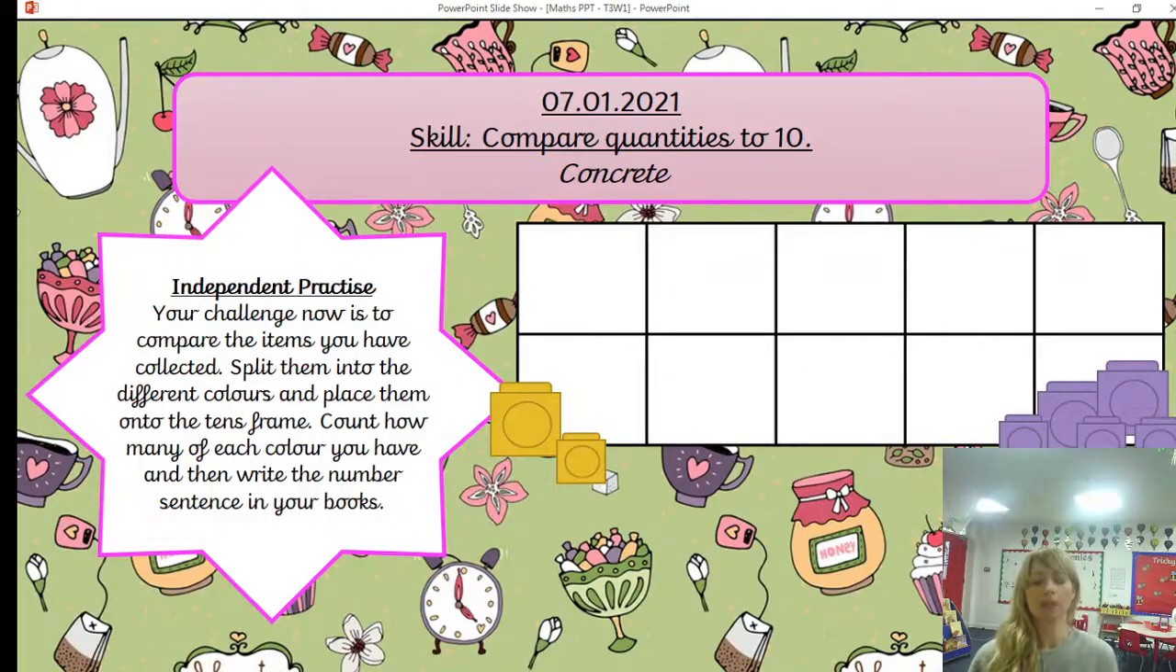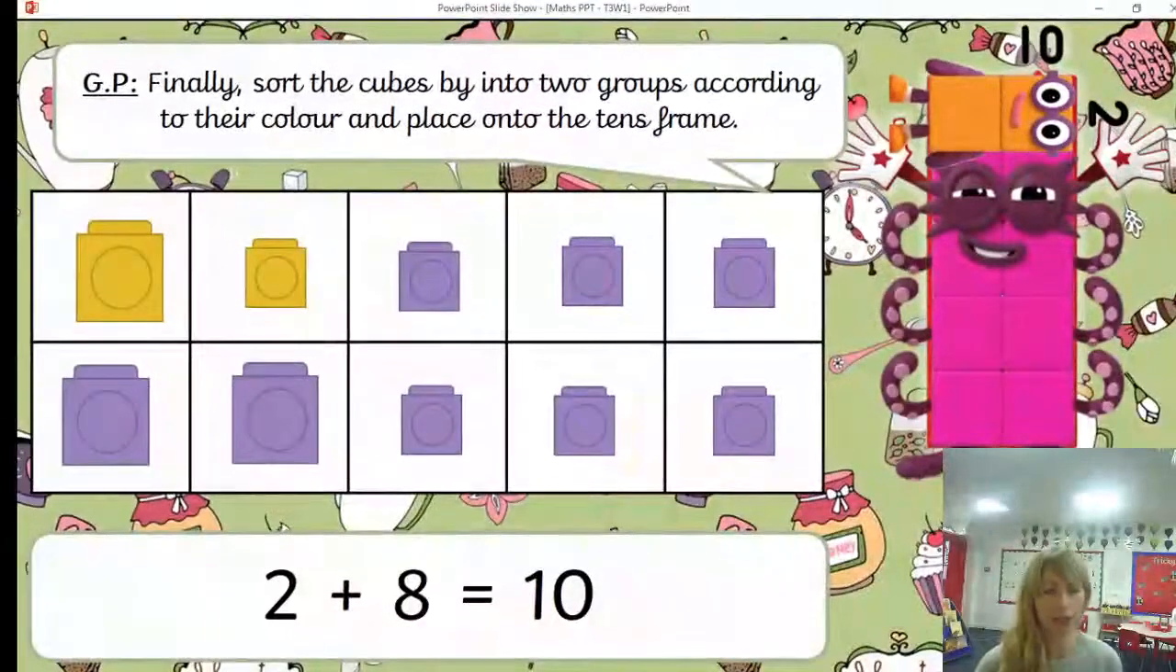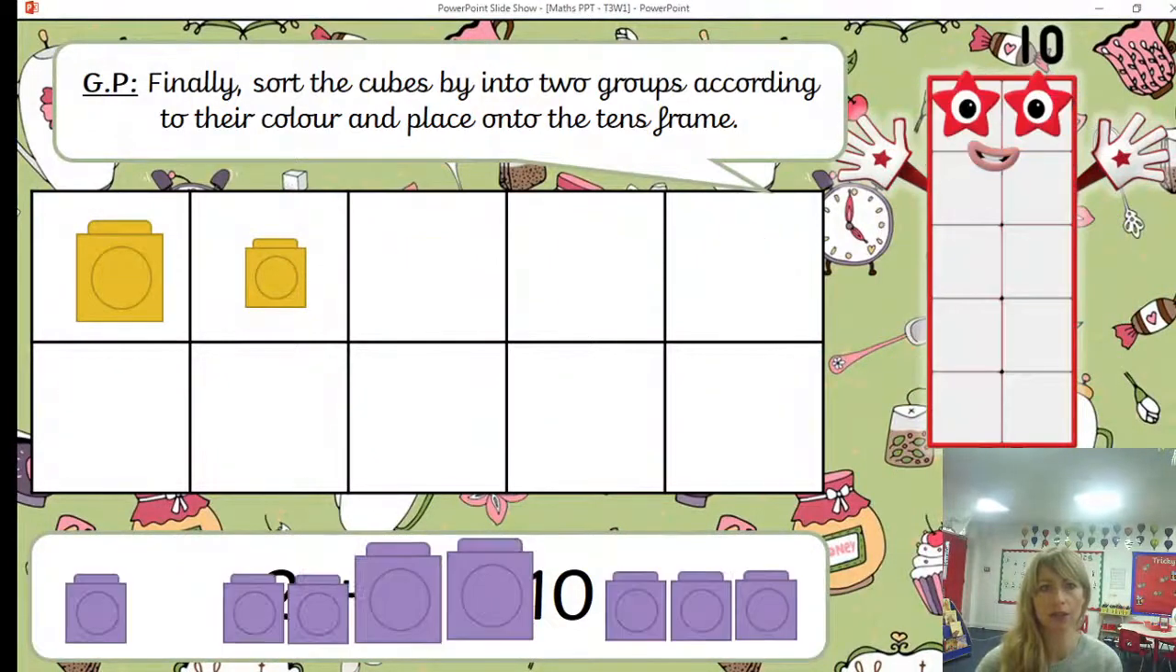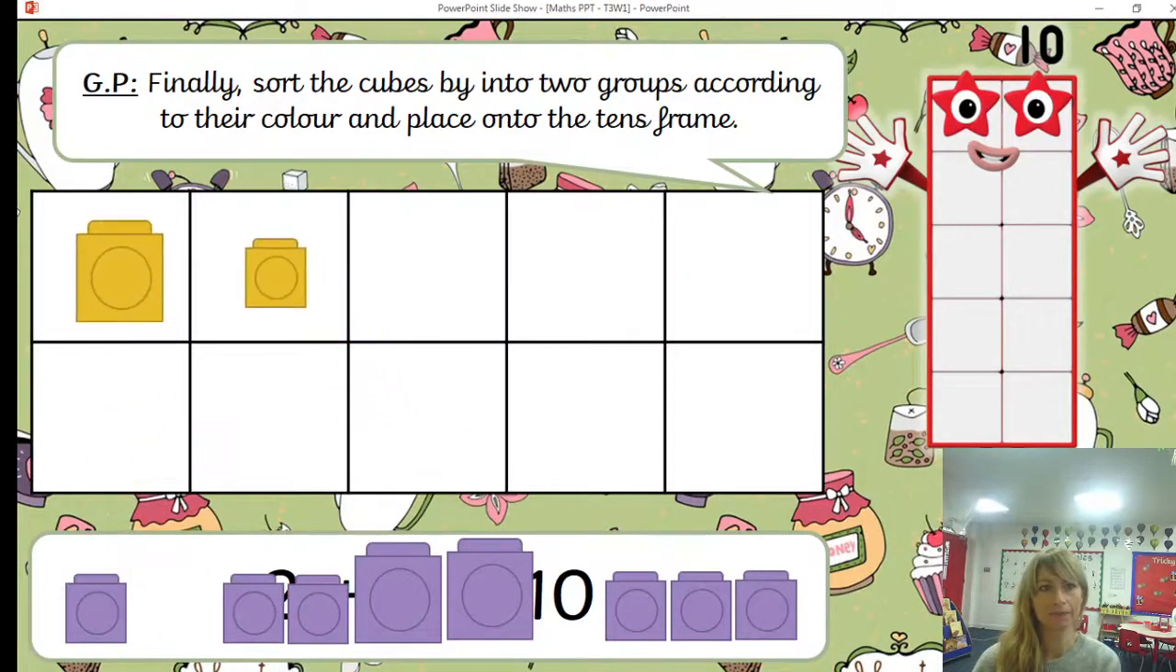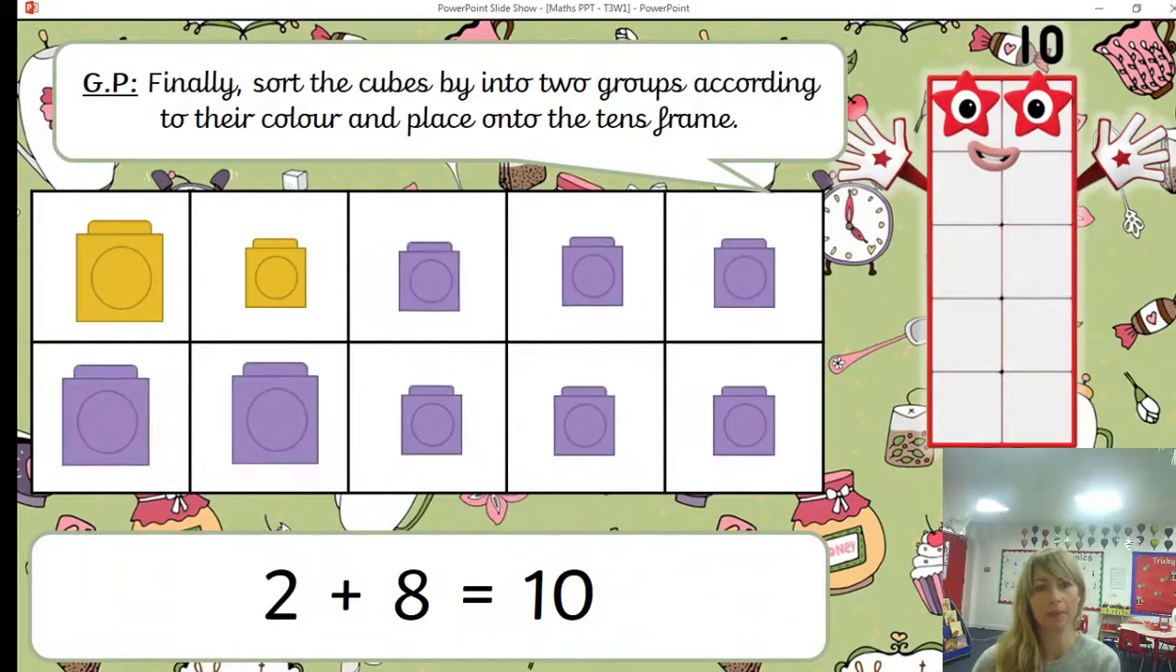And then you're going to put them on your tens frame, and you're going to count how many of each colour you have. Like you did with the cubes, you're going to slide across your counters or coins or Lego, and first you put in your yellow pieces, and then you're going to fill up the 10 frame with your blue pieces. Remember, only put 1 coin or cube into each square, and then you're going to count how many you have of each colour and write your number sentence.